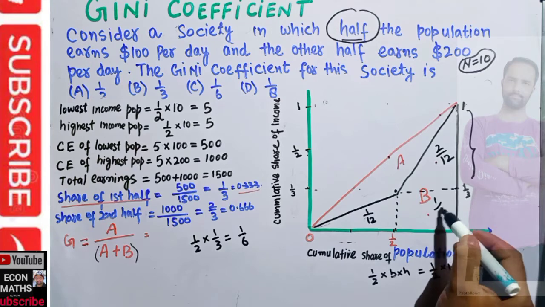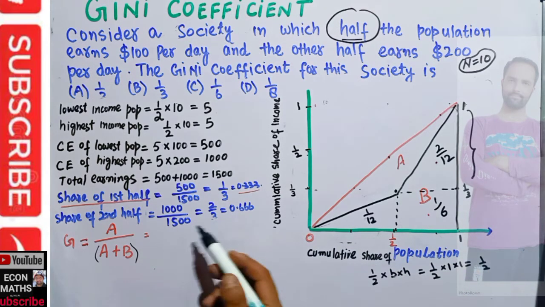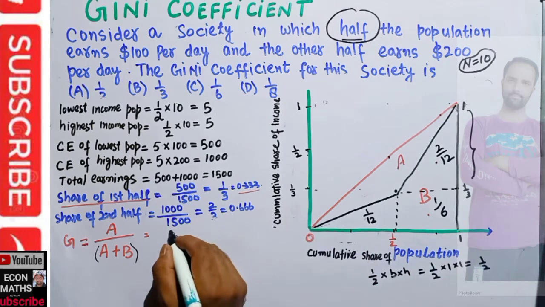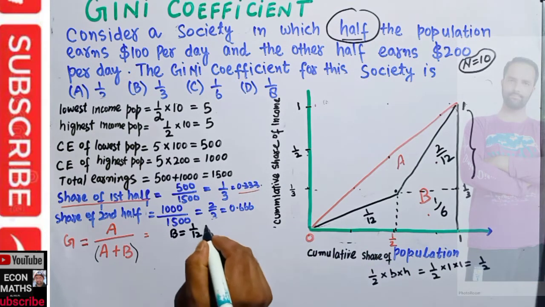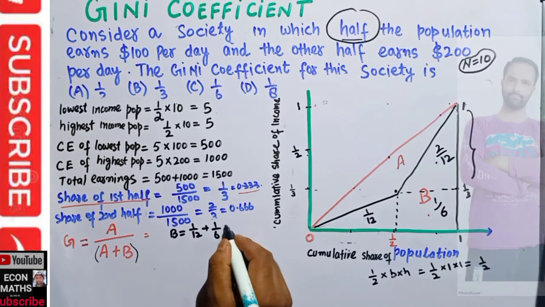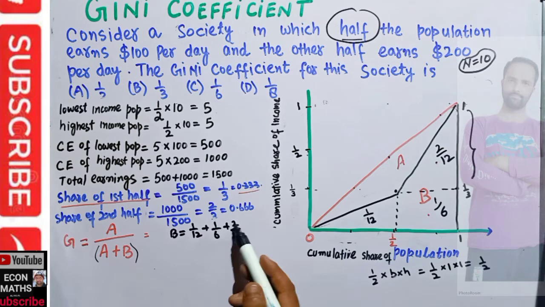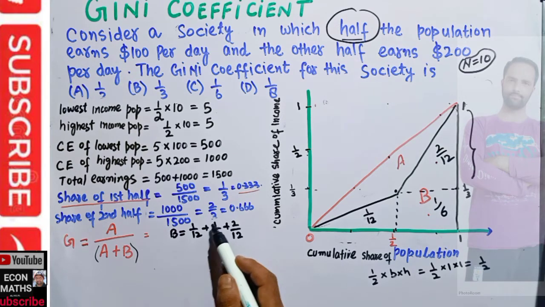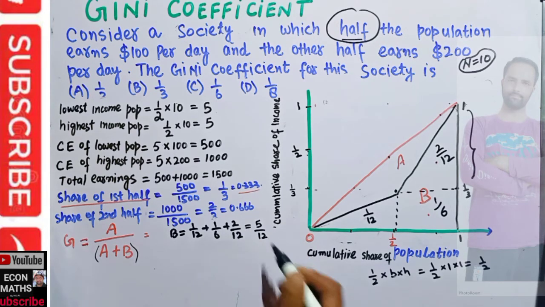So the area of this B region, let us write it here, B region came out to be 1/12 plus 1/6 plus 2/12. When you add this up, it will come out to be 2 plus 2 is 4, plus 1 is 5. This comes out to be 5/12.